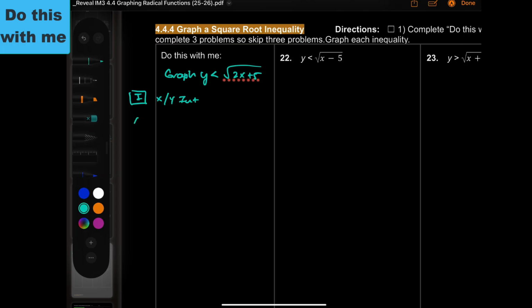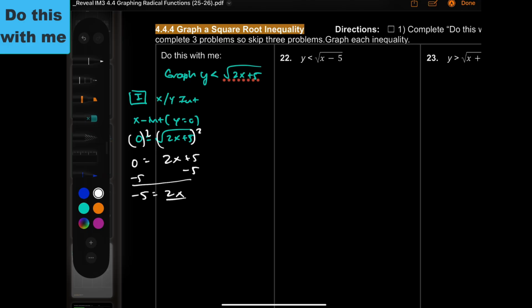Okay, so an x-intercept means we make the y value 0. Don't get intimidated by the inequality sign, just make it like an equal sign. And then you just solve for this, right? Just square both sides. You have 2x plus 5, subtract 5, and then divide by 2. And you get x equals negative 5 halves. So that would be the ordered pair negative 5 halves, 0.